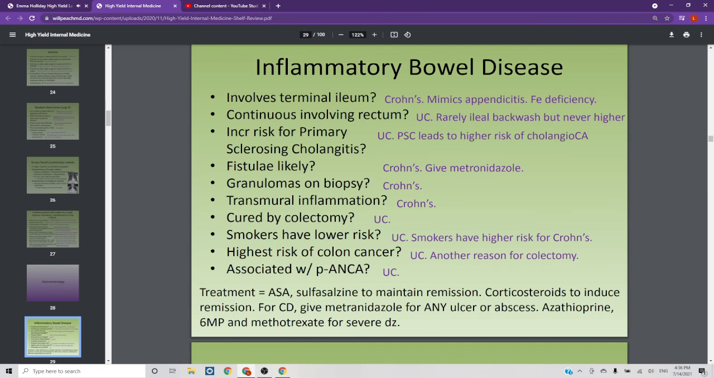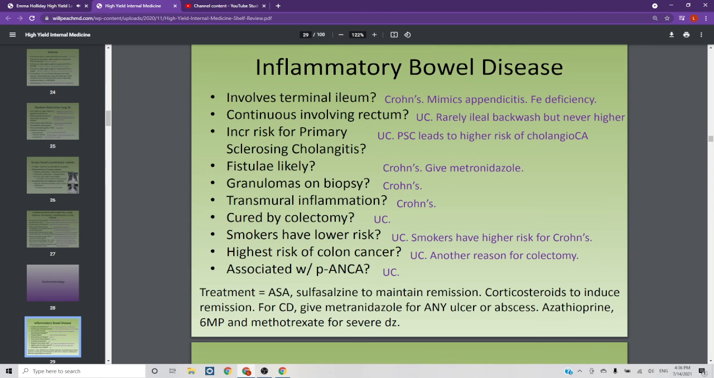And which one gives you a higher risk of colon cancer? UC. That's another reason they can be cured by colectomy, and it can prevent the colon cancer that they have an increased risk for. And then which one is associated with P-ANCA? UC. Good. Okay. So treatment: ASA, sulfasalazine, can maintain remission.